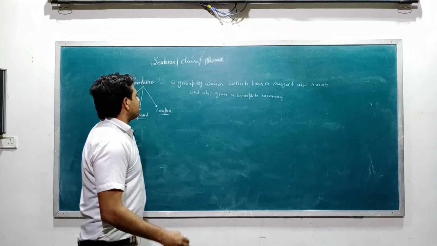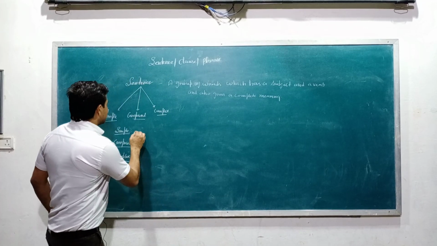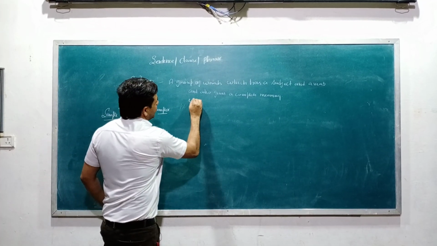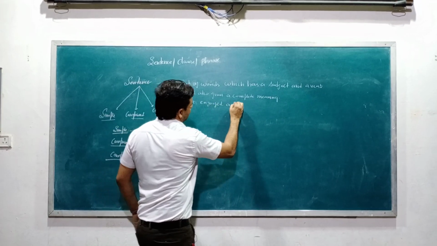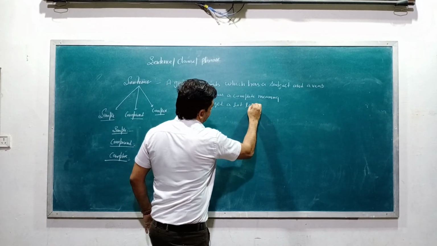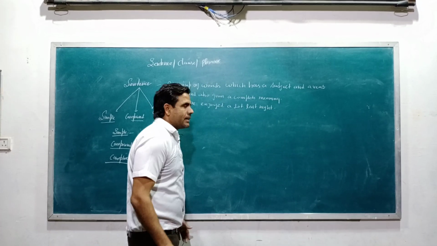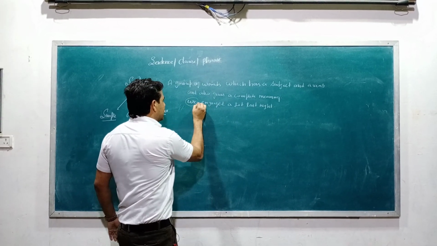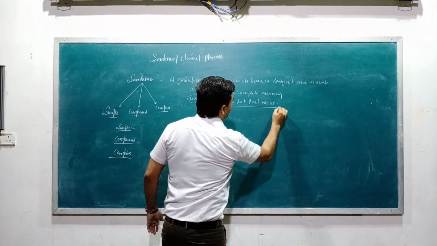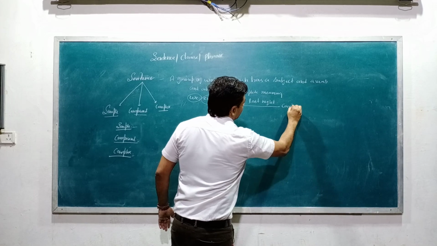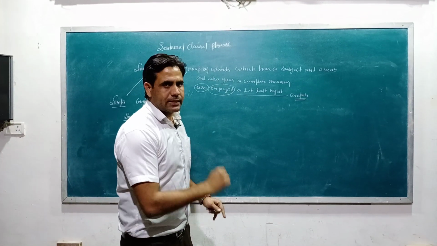So let me just give you an example. If I just write, we enjoyed a lot last night. If you look at this particular sentence, it has a subject, it has a verb, and it also gives a complete meaning. Therefore, we can say it is a sentence.